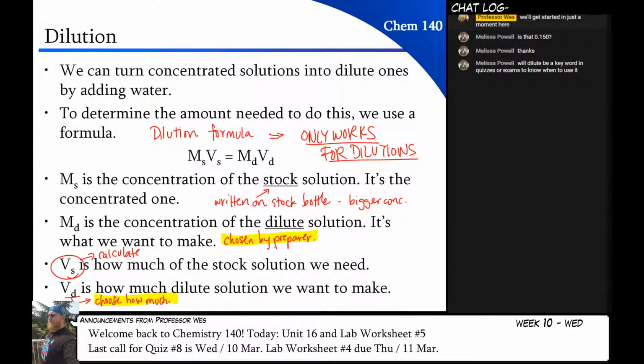Because some volume from the stock bottle will give you a number of moles, and that number of moles should be your dilute concentration times the volume you want. If you want a bigger volume, you need more moles to fill that bigger volume. So in almost all cases, we're going to be solving for V sub S. Not every time, but if you're doing a dilution, that's the number you're going to calculate.